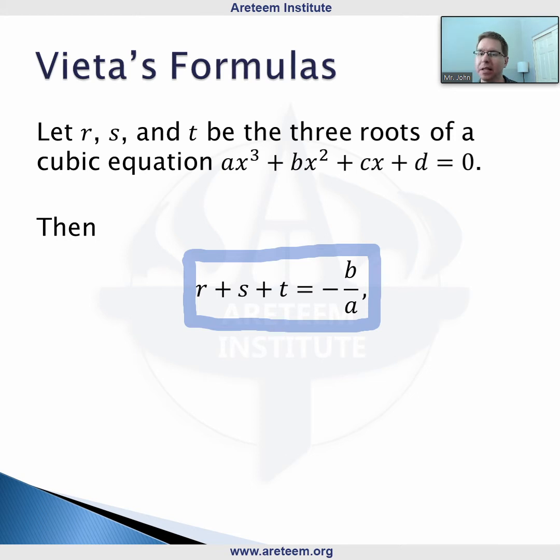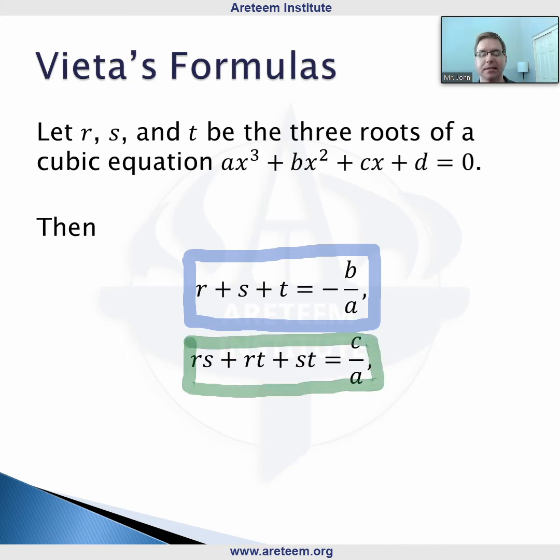Now we have a little bit of a difference with our second equation. When we had a quadratic, there were two roots. So now our second term is two roots multiplied together, all the possibilities. So r times s, r times t, s times t, and those three values are added up, and that's what gives us our c over a. So we have the sum of the roots is negative b over a, and the sum of the products of two of the roots is c over a.